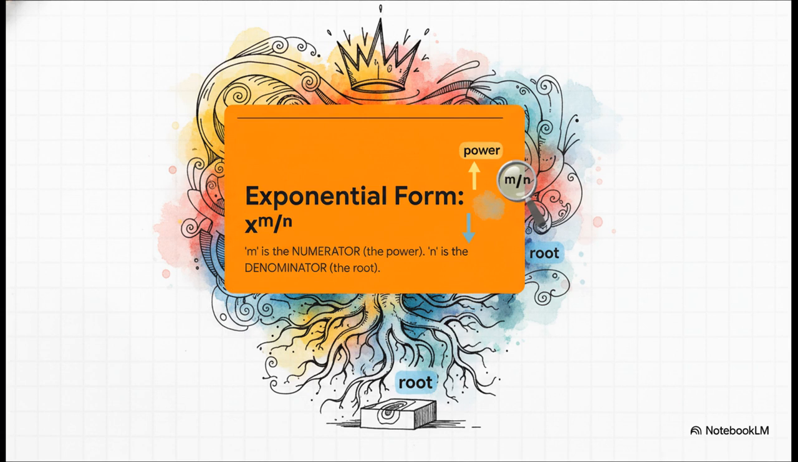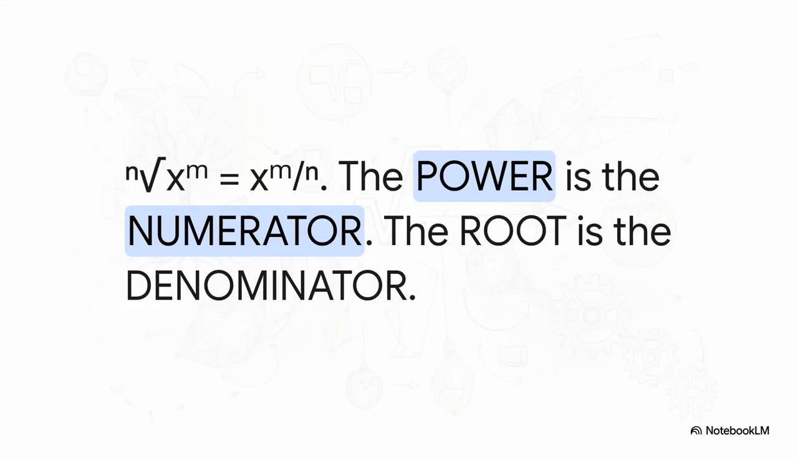We've got a fraction as an exponent, and this is where it all clicks. Remember the power from before? Well, that becomes the numerator, the top of the fraction. And the root? That becomes the denominator, the bottom of the fraction. And here it is, the big reveal, the entire translation guide you'll ever need. The power from inside the radical goes on top as the numerator, the root of the radical goes on the bottom as the denominator. Just remember, power over root. That's it. That's the whole key.